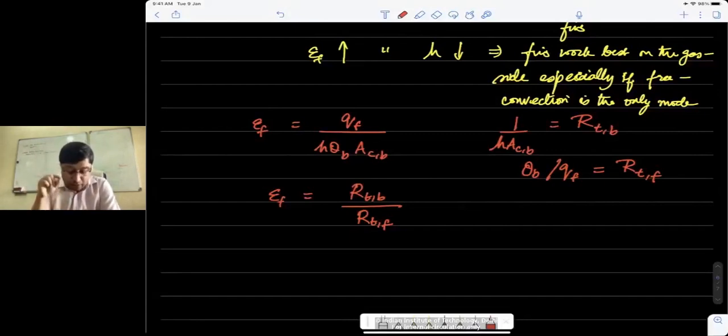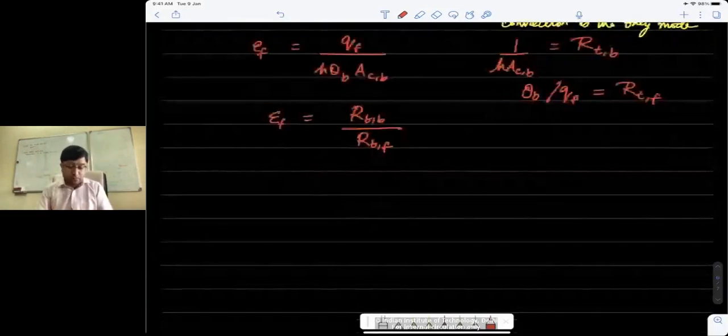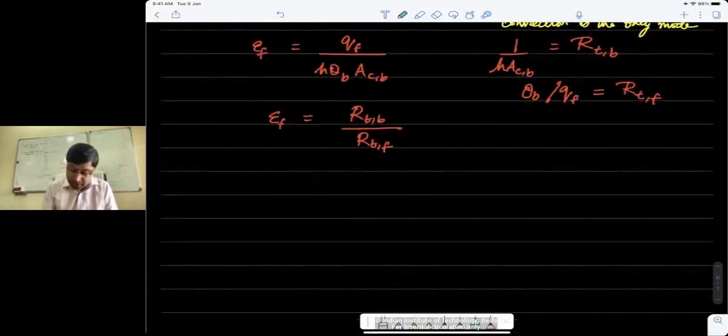So clearly, for a fin to be effective, we want R_tf, the fin resistance, to be smaller, ideally much smaller, but at least smaller than the base resistance. If that is not the case, then we should not be using a fin. Okay, so that is the fin effectiveness. The last fin performance parameter, as I mentioned, was efficiency. So fin efficiency, I should say.